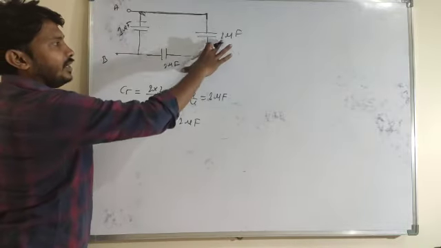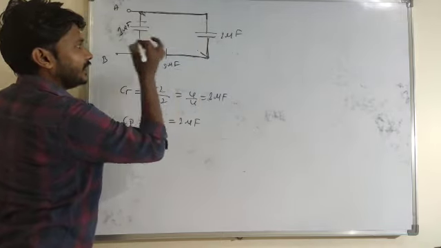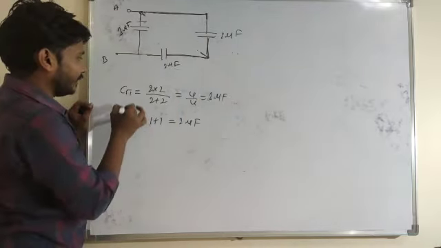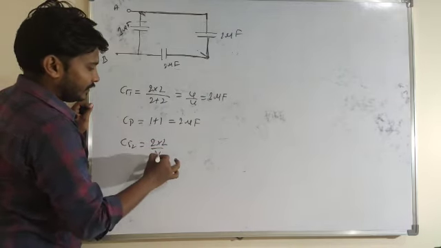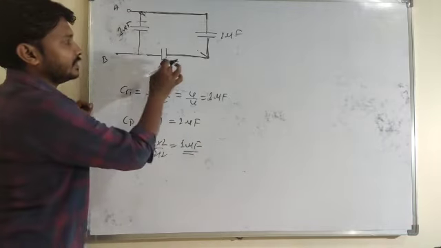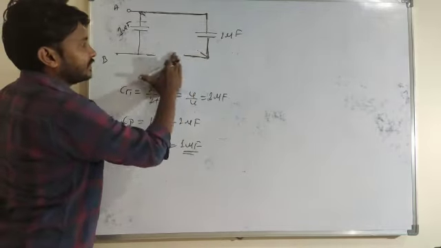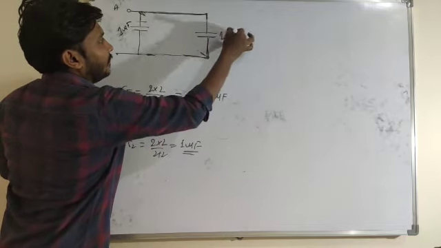Now look here, what is the nature of combination between 2 microfarad and 2 microfarad? Again it is an end-to-end connection, that is a series combination. C of S2 is equal to what? Again 2 into 2 divided by 2 plus 2, so again that is 1 microfarad. Instead of taking two capacitors, I will take a single capacitor of 1 microfarad.